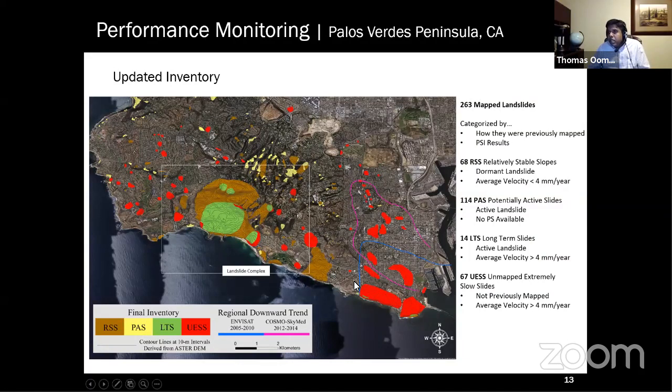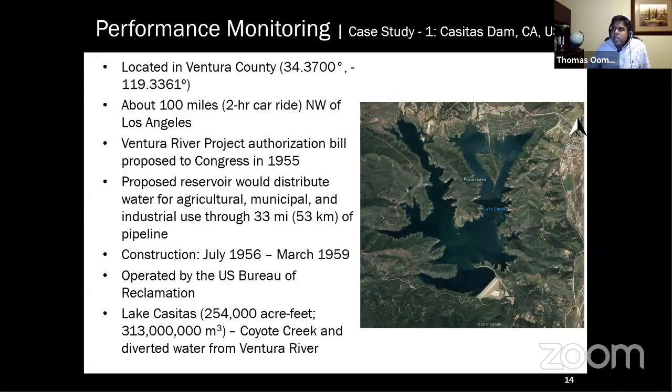I want to point out that right here, we can see a large area that we see as a potentially unmapped, extremely slow landslide. It's actually a golf course owned by the US President Donald Trump. So this is a golf course that we found is having a lot of problems, and there are some slow moving landslides within that golf course. Let me show you another example of an infrastructure that we monitored from this area.